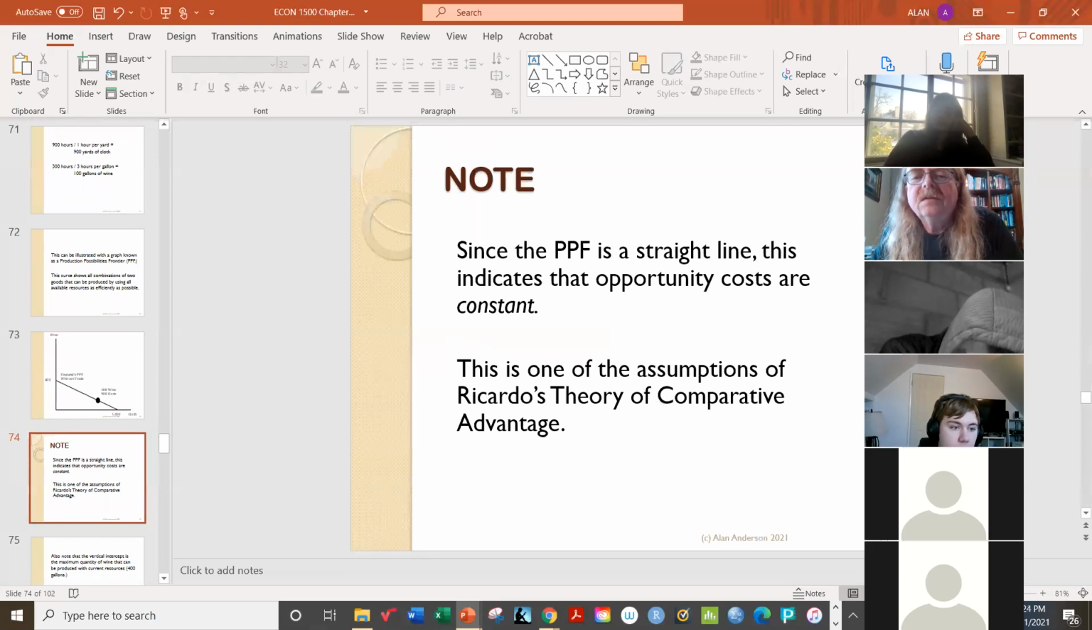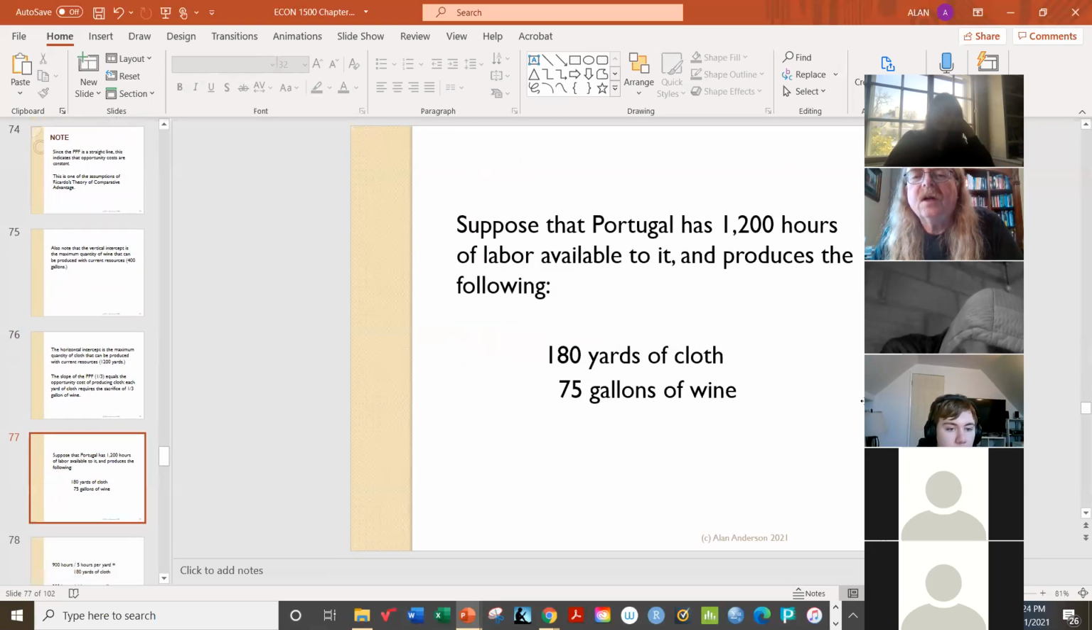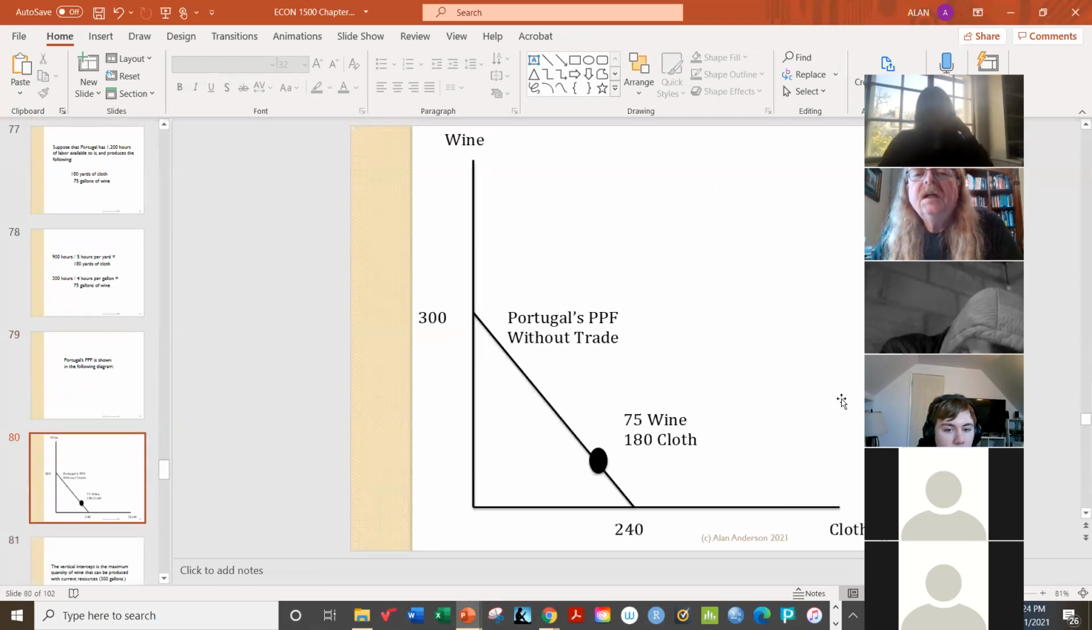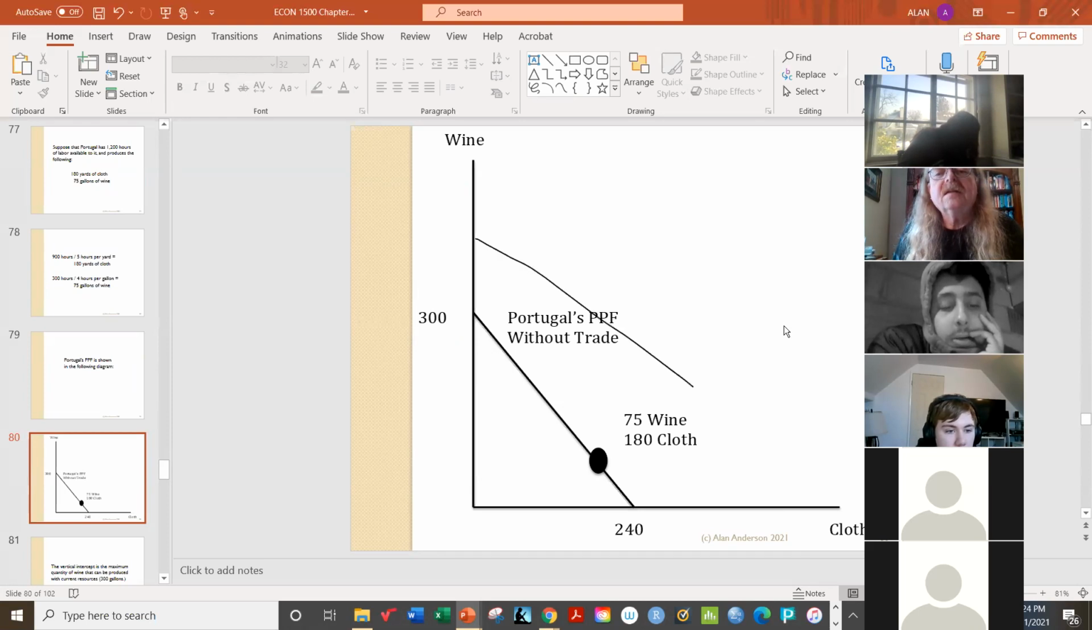Now here comes Portugal, and they also have 1,200 hours of labor. But guess what? Their costs are very different. They can make up to 300 gallons of wine with that 1,200 hours of labor or 240 yards of cloth. So if you recall, England could do 400 or 1,200. If you put these together on the same axes, it's going to look something like this.